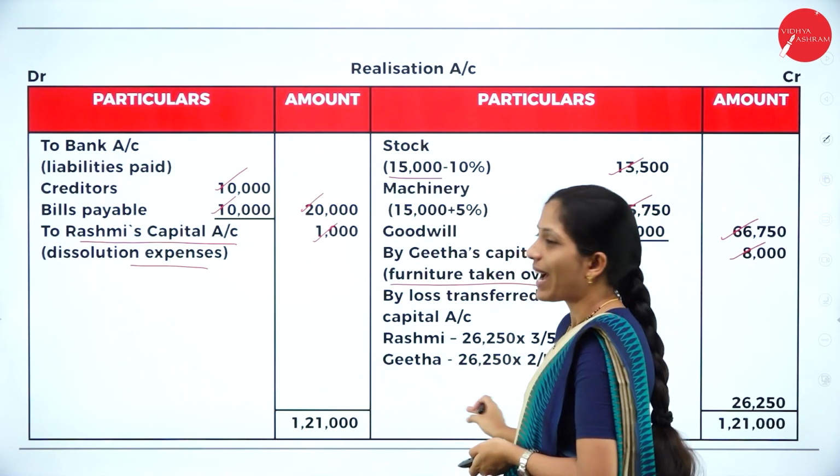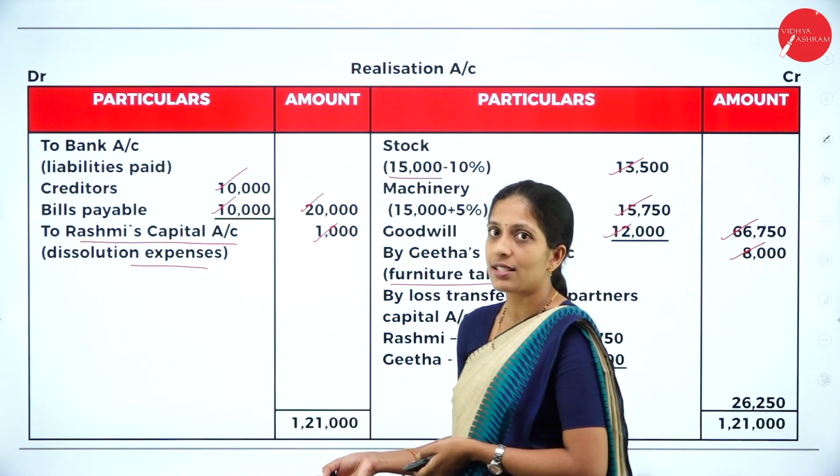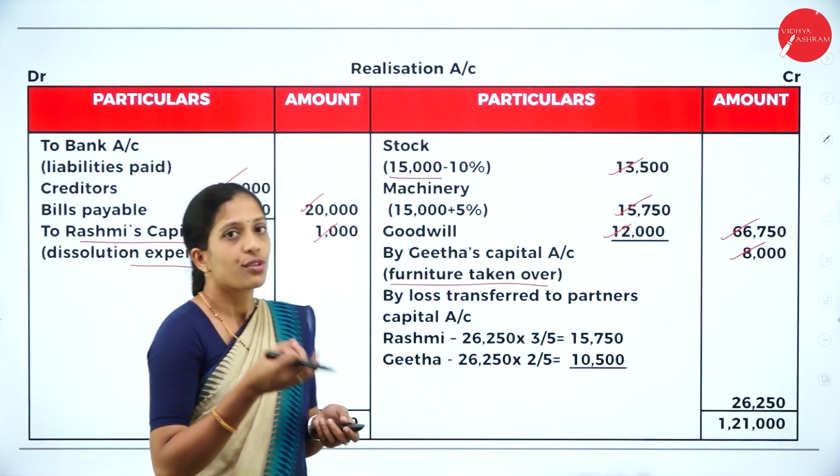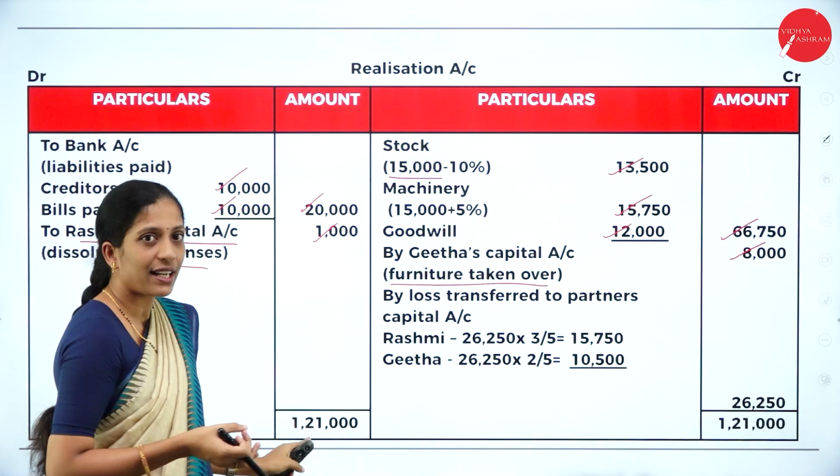Next, as usual, you will balance both sides. You know how to balance, and the balancing figure will be transferred to the partner's capital account. So how to balance? You will add all the items from the debit side.